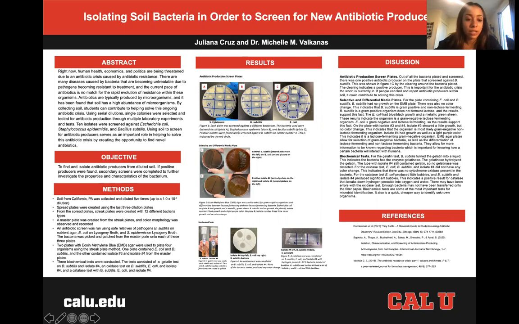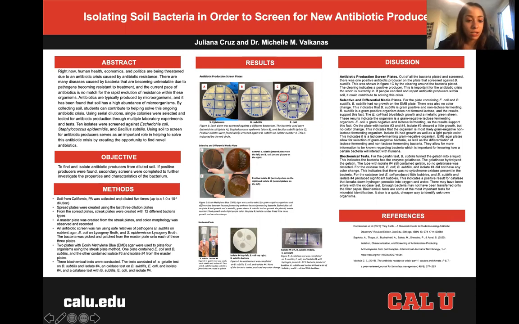For the antibiotic screens, these were run using safe relatives of pathogens: B. subtilis on nutrient agar, E. coli on lysogeny broth, and S. epidermidis also on lysogeny broth. The bacteria were picked and patched from the master plates onto each of these 3 plates.